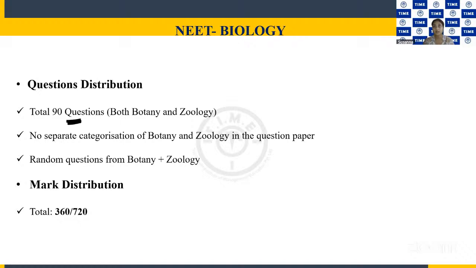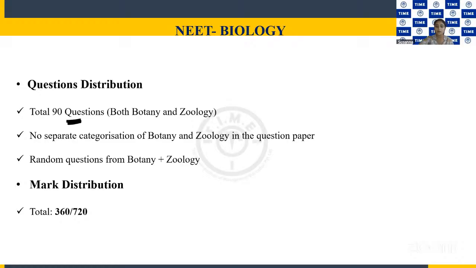Botany is plant science, right? We are going into the MBBS program, so zoology, or animal science, is what we need to concentrate on. It's not like that. You cannot say that more questions will come from zoology or fewer questions will come from botany. It's actually random questions. They have never followed any pattern till this time. So you'll have random questions from botany and zoology, and you will not have any separate categorization either.